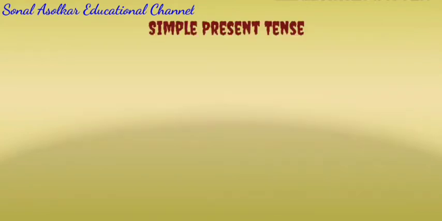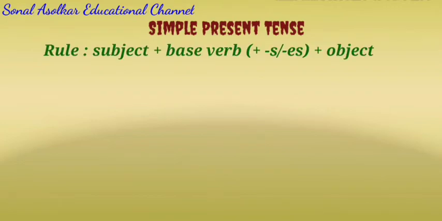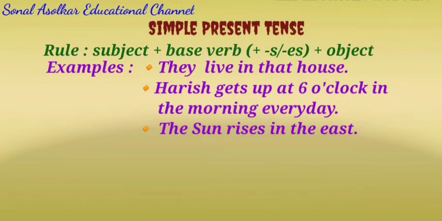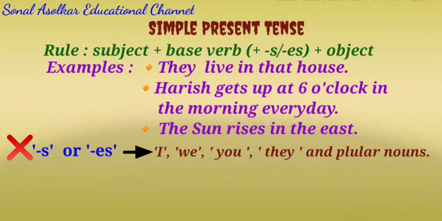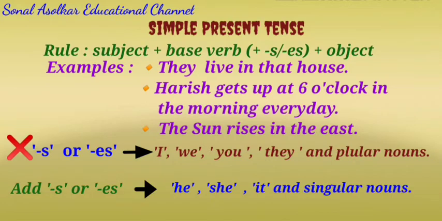Remember students, the simple present tense describes habits, events and actions that happen regularly or daily or are always true. Rule: subject plus base verb plus s or es plus object. Examples: they live in that house. Harish gets up at 6 o'clock in the morning every day. The sun rises in the east. Do not add s or es to verbs that come after I, we, you, they and plural nouns. Add s or es to verbs that follow he, she, it and singular nouns.